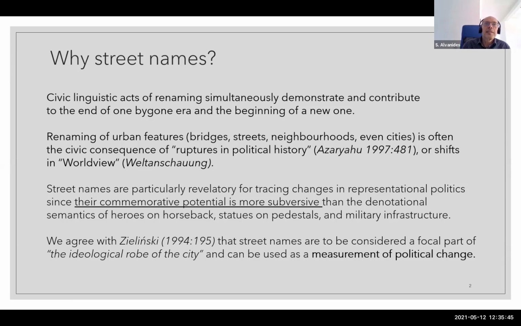So street names, to a certain extent, represent what we call the ideological robe of the city in linguistic landscape research. And we can also use them as a measurement of political change. You will see how we're doing this in the examples that I'm going to show you today.